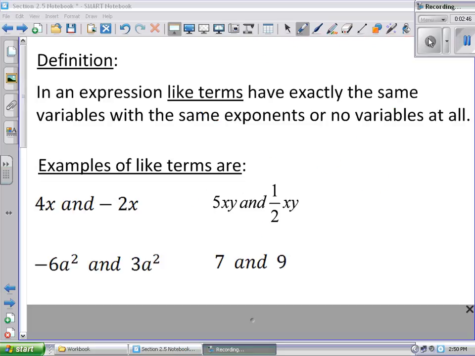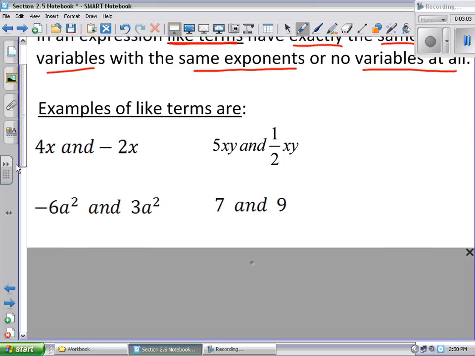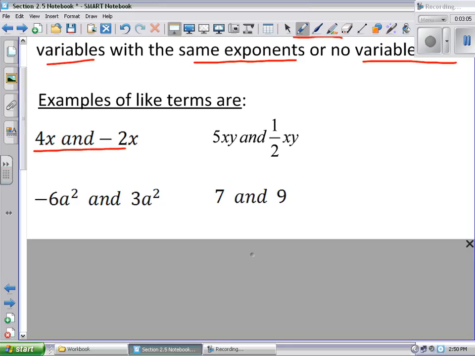Definition. We're going to talk about like terms. In an expression, like terms have exactly the same variables with the same exponents or no variables at all. Examples of like terms are 4x and negative 2x. Notice they have the same variables with the same exponents.